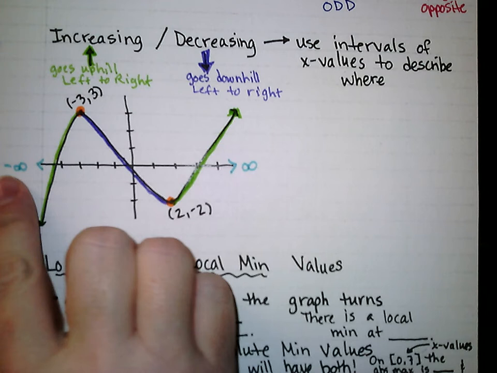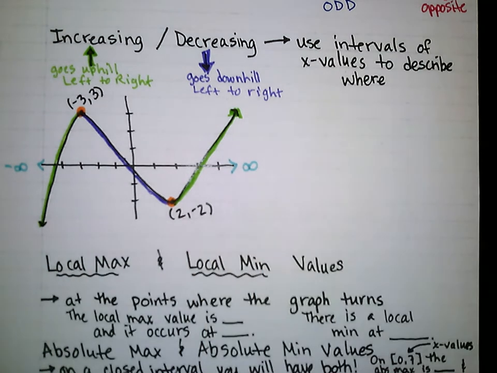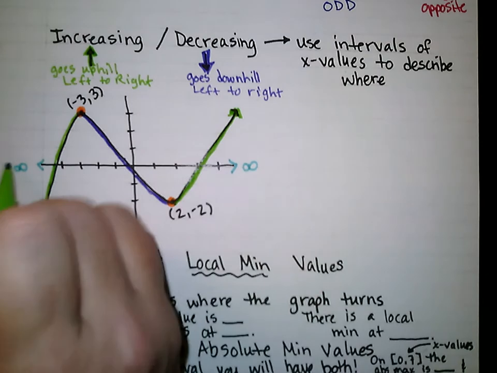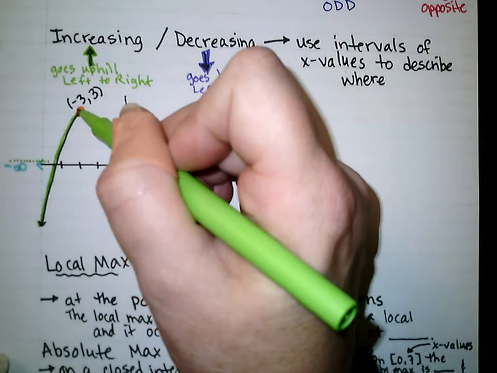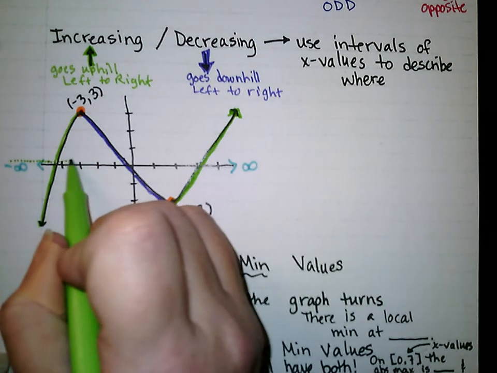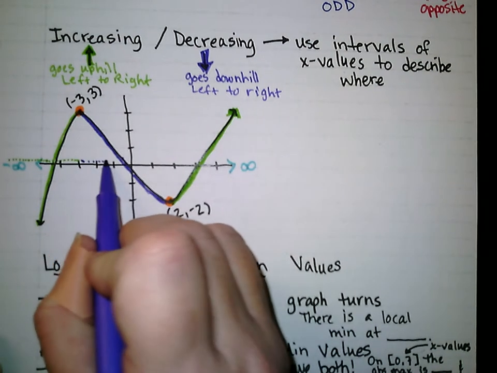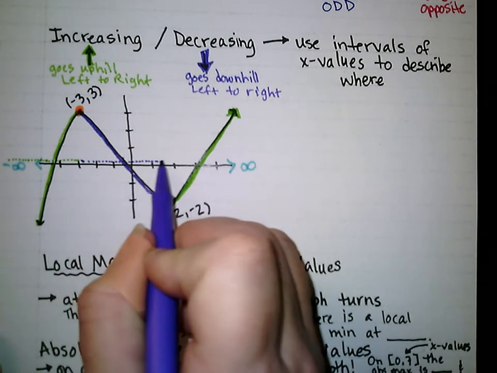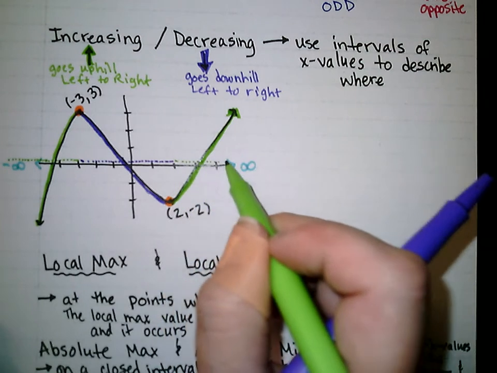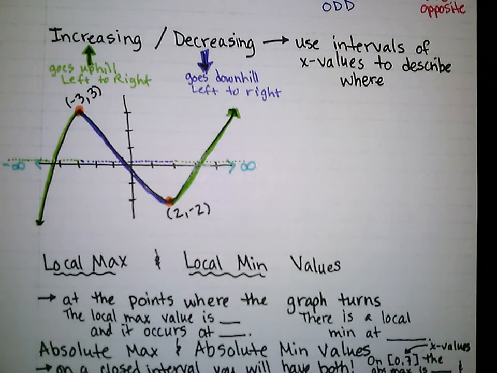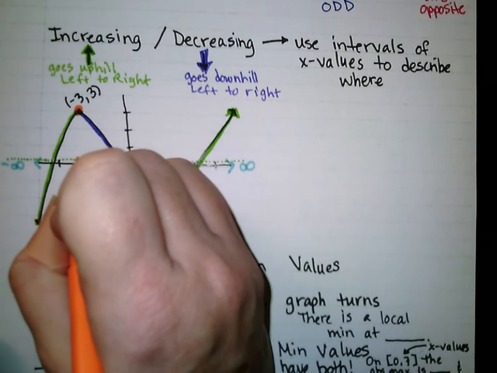So I'm going to say, okay, from negative infinity up until what time on this timeline does my function go uphill? So I can see it's going uphill all the way from negative infinity until right here where it starts to go downhill. And then it goes downhill along this time interval until I get to right here, and then it starts going uphill again. So we'll use these intervals to describe where the function is increasing and decreasing.